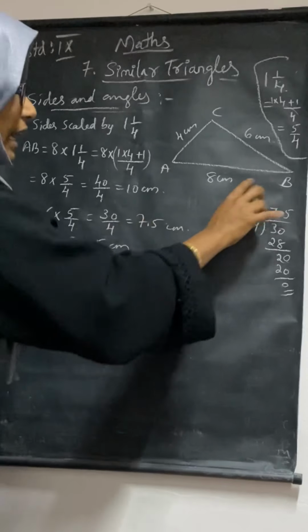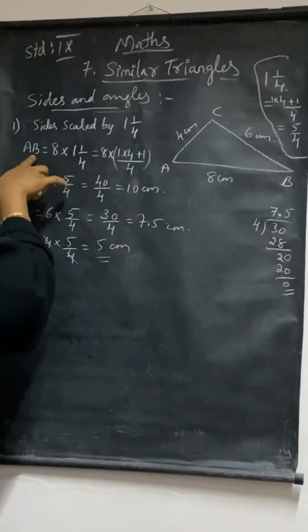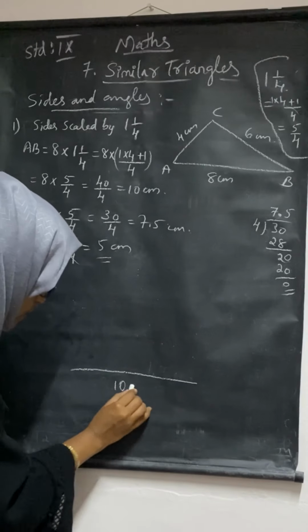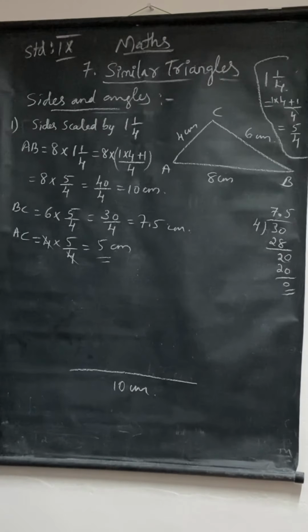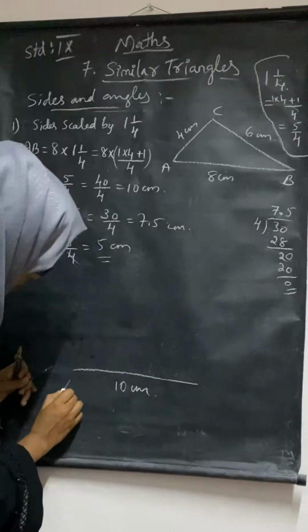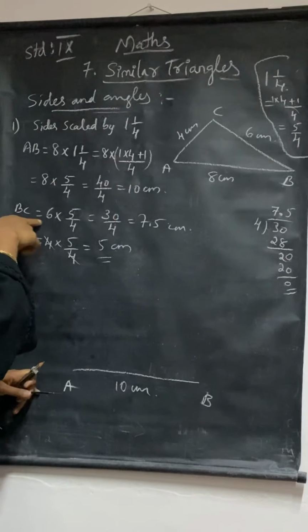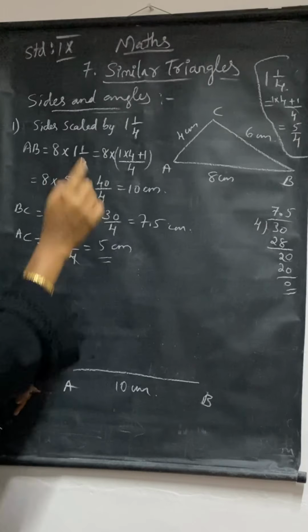Now AB 8 centimeter, instead of that AB how much did you get? 10 centimeter. So draw a line 10 centimeter using your scale. Now AB is over. Now BC, how much was it? 6. BC, how much did you get? 6 into 5 by 4, you got 7.5.